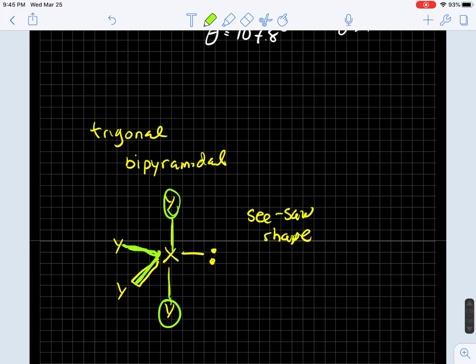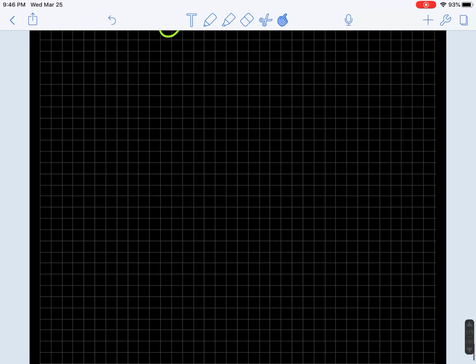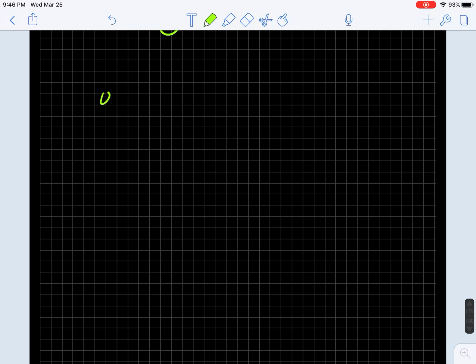So suppose we added a second unshared pair. Where should it go? And again, the answer would be on the equator, because it's a 120-degree bond angle around the equator. Now for octahedral, it doesn't matter where you put the unshared pair, because they're all 90-degree bond angles.